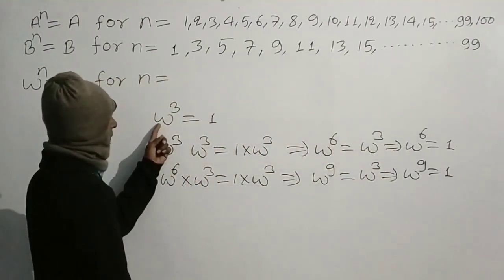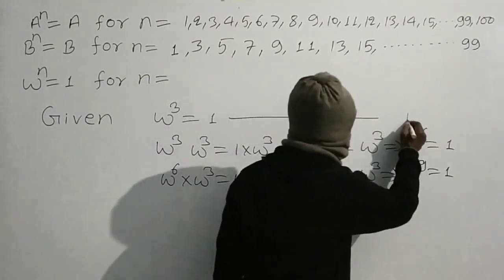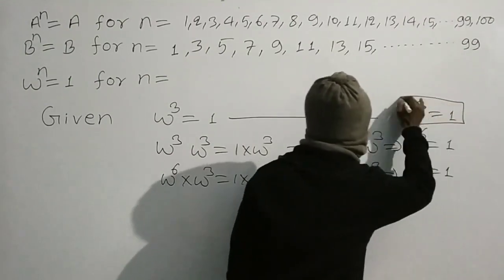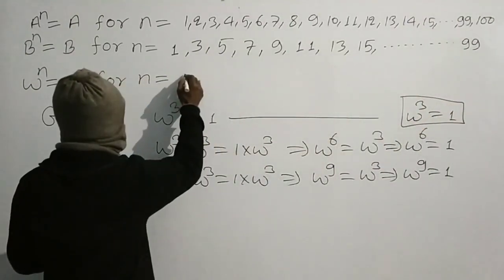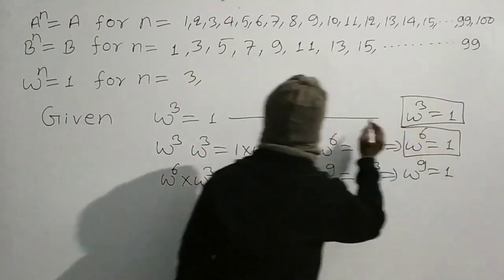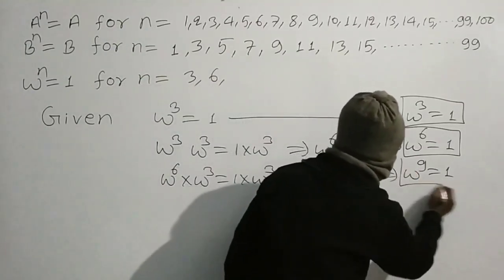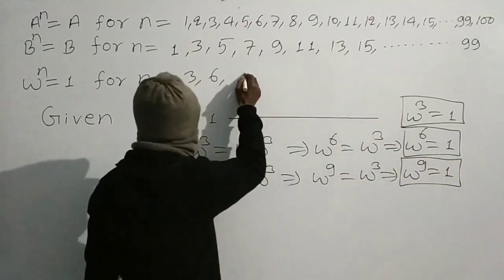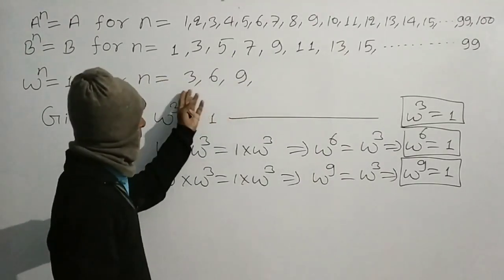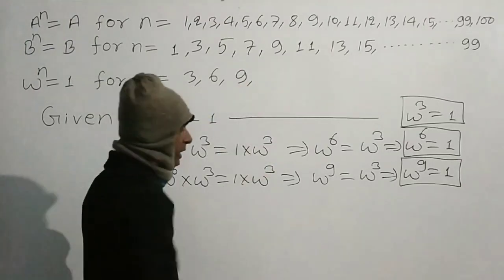Here it is given that omega cube is equal to 1. That means 3 satisfies this equation, 6 satisfies this equation, 9 satisfies this equation. 3, 6, 9 are multiples of 3.